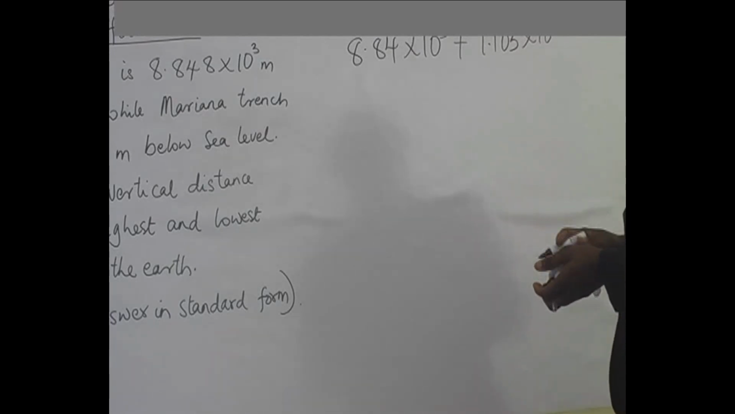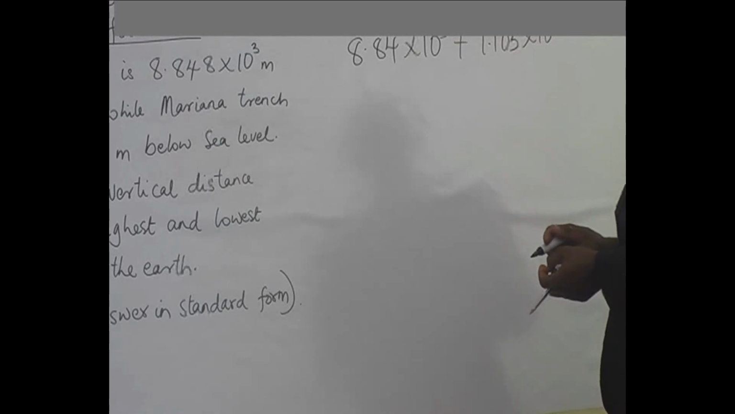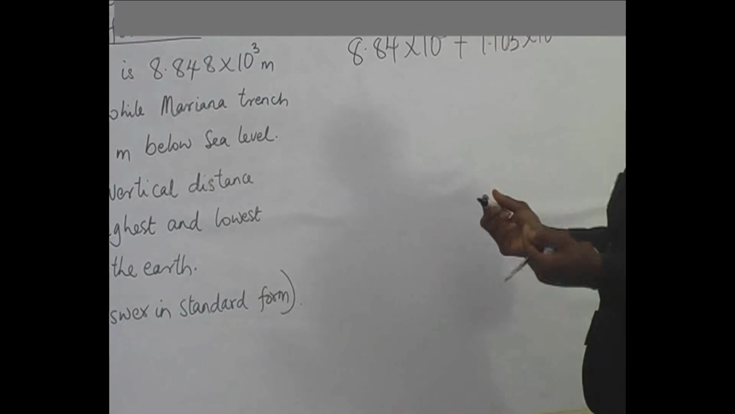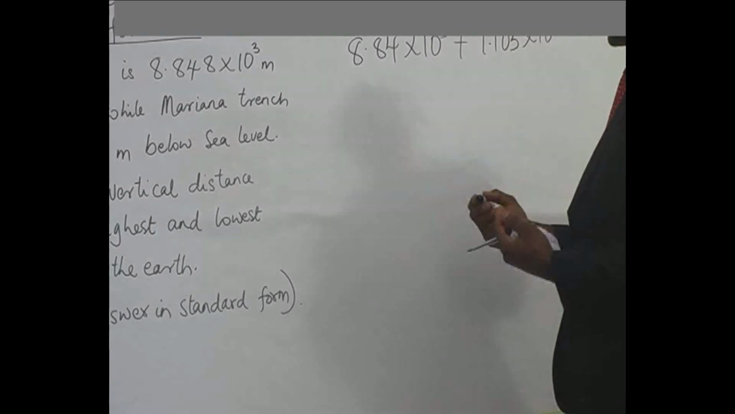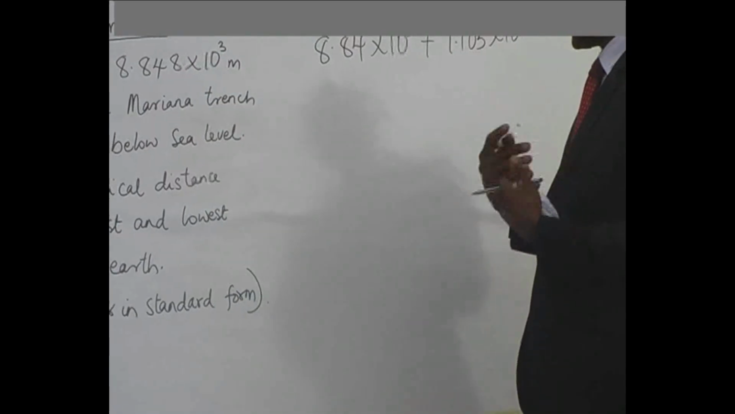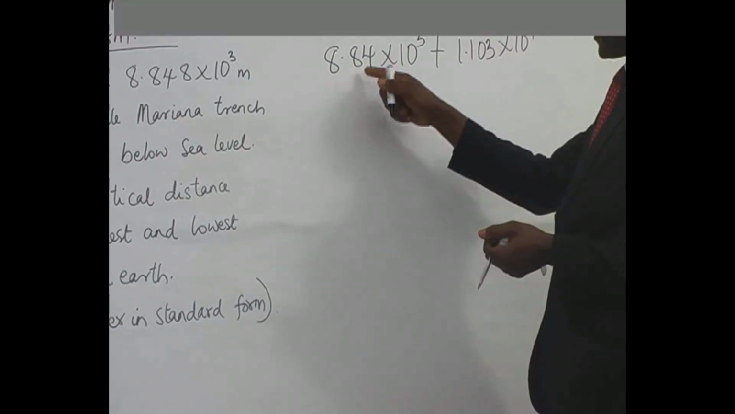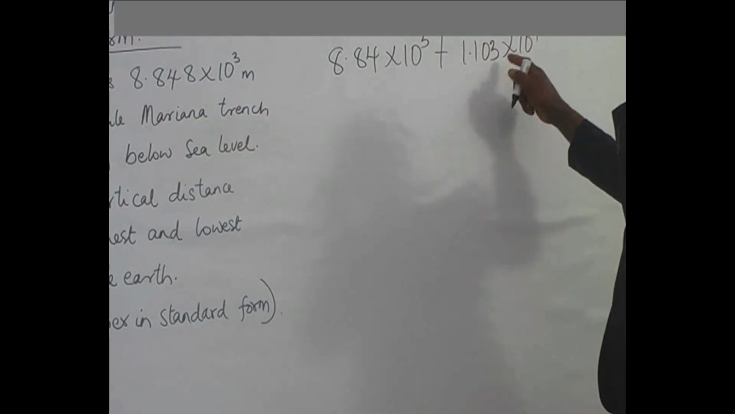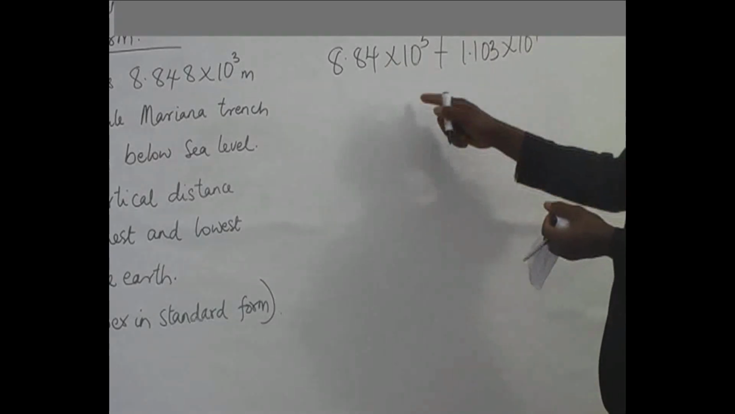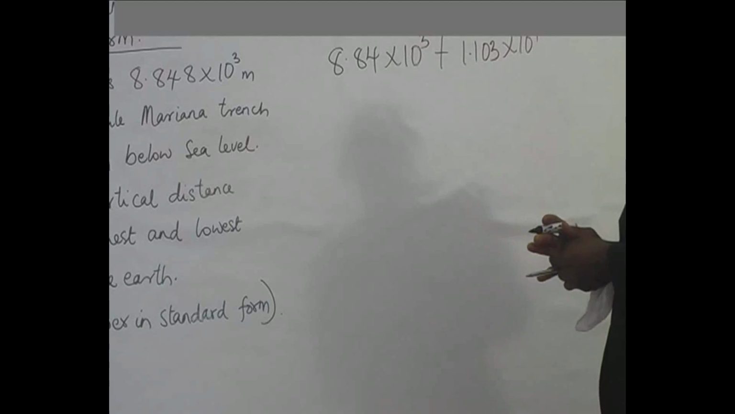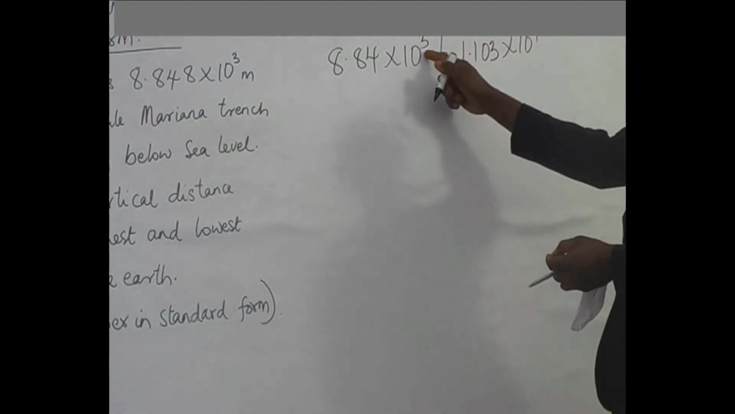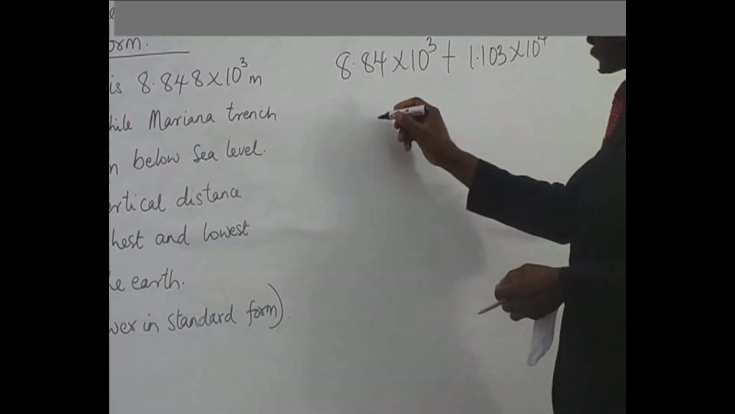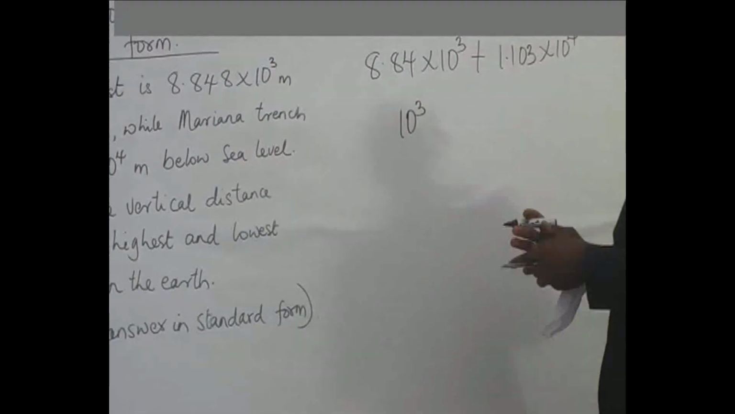In our normal process, what we have here now is, there are two ways, just as we have been moving. But the way I'm going to take now is the way I feel like taking. In 8.84 times 10 raised to the power 3 and 1.103 times 10 raised to the power 4, you have 10 raised to the power 3 being common, because there is 10 raised to the power 3 here, and there is 10 raised to the power 3 here times 10 raised to the power 1. So bring out that 10 raised to the power 3, or 10 exponent 3.